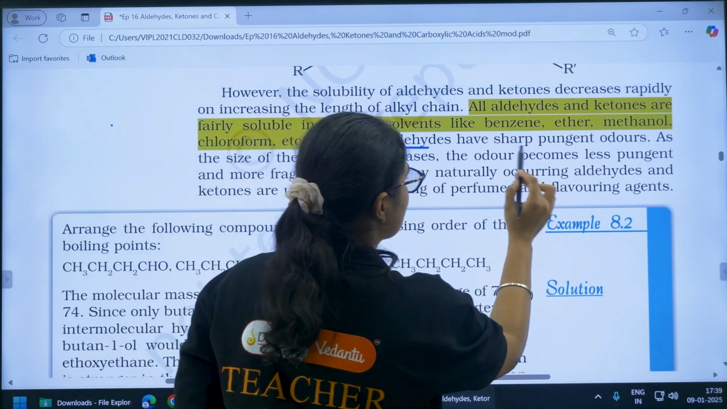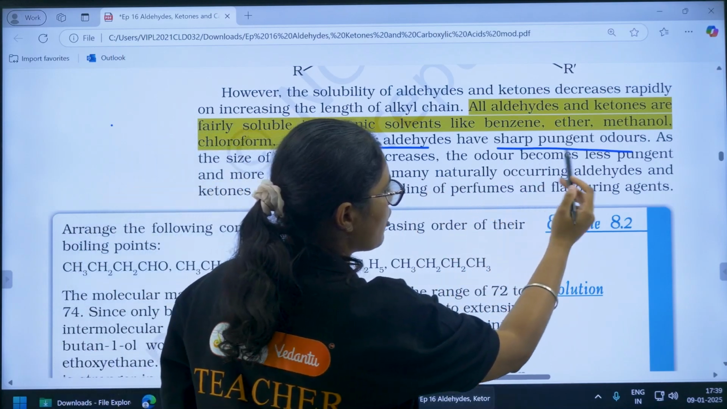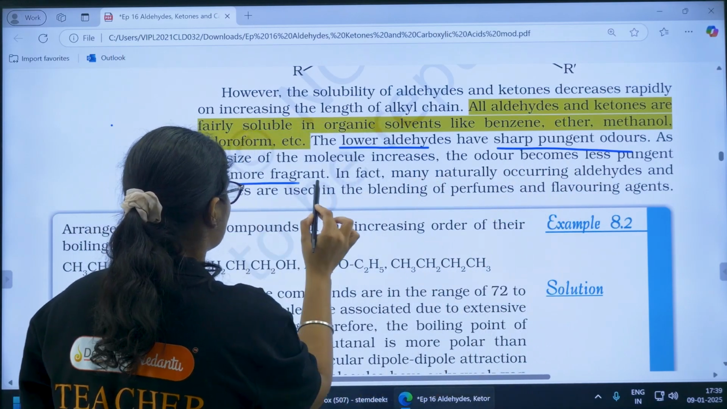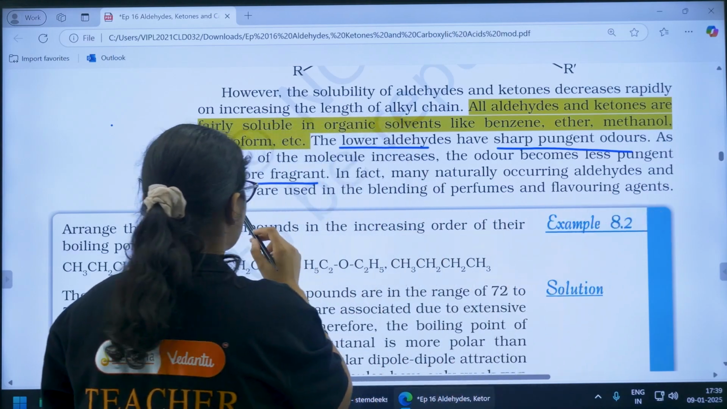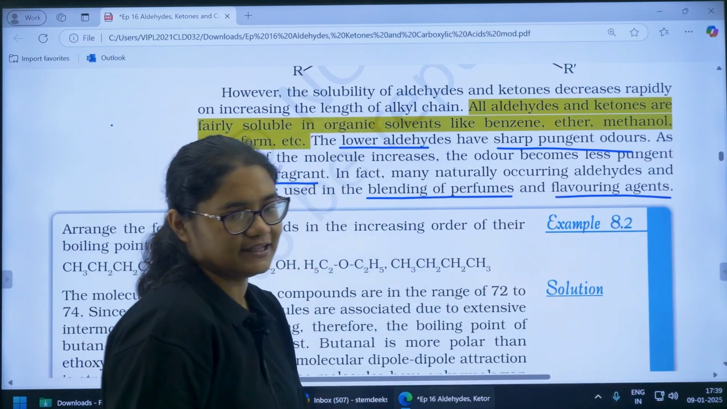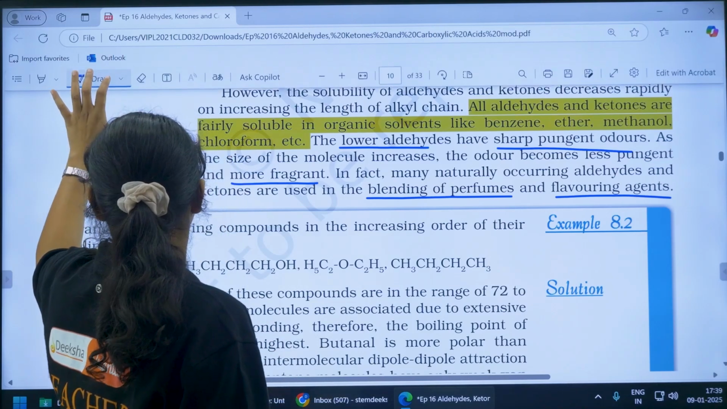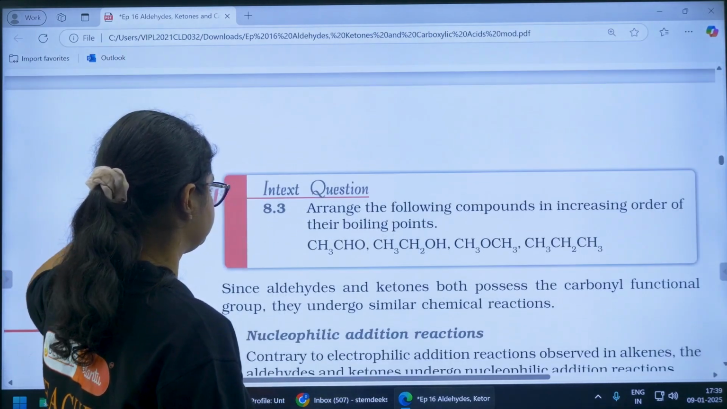Lower aldehydes have a pungent odor, okay. As the size of the molecule increases, the odor becomes less pungent and more fragrant. In fact, many naturally occurring aldehydes and ketones are used in the blending of perfumes and flavoring agents, okay. Fine. Now coming to the next, these in-text questions, please do it.